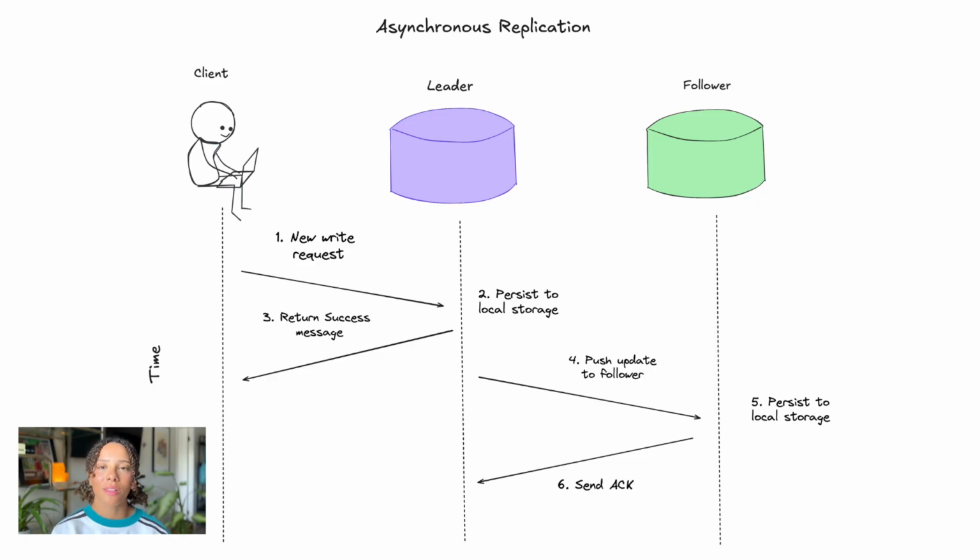In this scenario, the leader node returns a success message immediately to the user as long as that data is written to its own local storage. It doesn't wait for an ACK from any of its follower nodes. This strategy is obviously a lot faster because we don't need to wait for that ACK. The downside here is that it's more prone to data loss. If that main write replica goes down before we have the time to replicate that data to the follower node, then that data could potentially be lost.